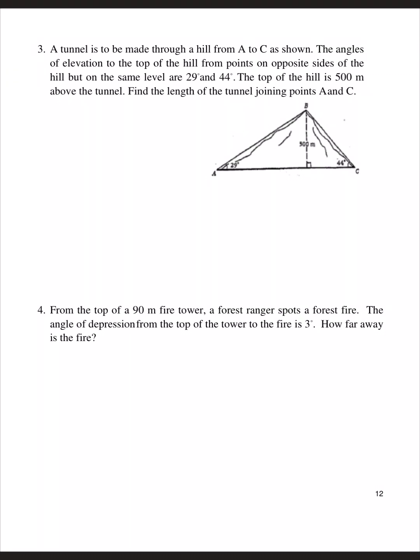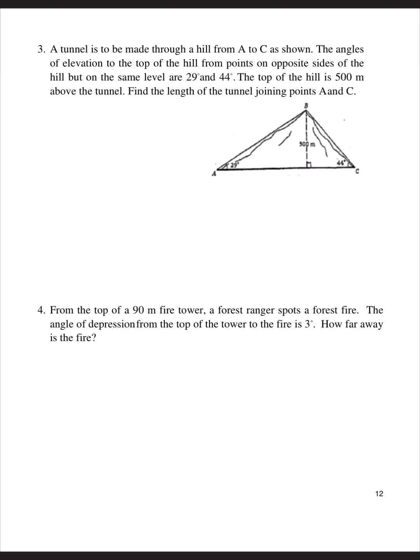Okay, number 3, a tunnel is to be made through a hill from A to C as shown in that diagram below. The angles of elevation to the top of the hill from points on opposite sides of the hill, but on the same level, are 29 degrees and 44 degrees. The top of the hill is 500 meters above the tunnel. Find the length of the tunnel joining points A and C.